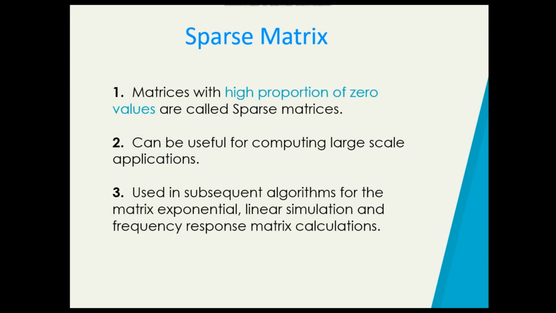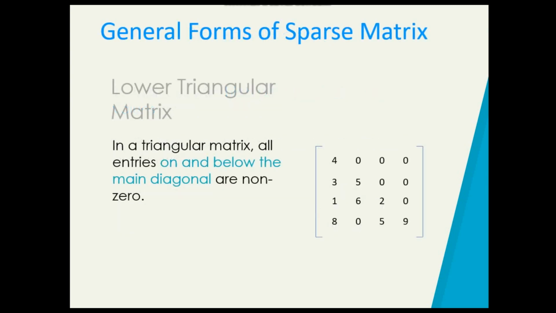We'll be discussing two general cases of sparse matrices. The first one is triangular matrix. Triangular matrix is a special case of a square matrix. In lower triangular matrix, all the entries above the main diagonal are 0. This guy highlighted with the red color is the main diagonal, and all the entries above it are 0. In case of an upper triangular matrix, all entries below the main diagonal are 0.